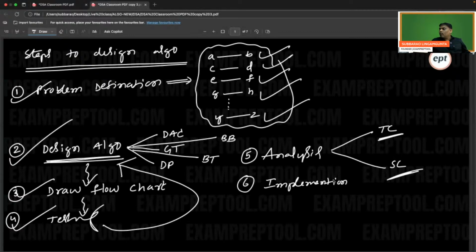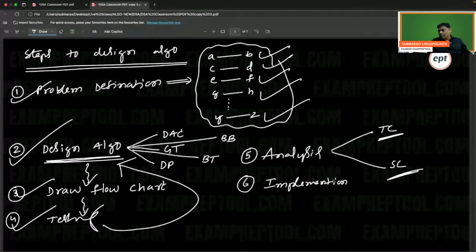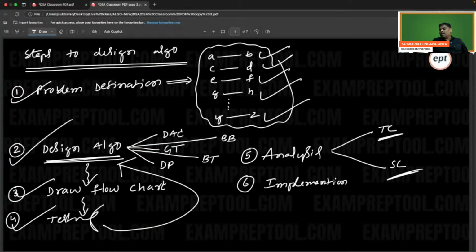But the thing is, I want a program, not an algorithm. Right now, before going to the program, first analyze how much time and how much space your algorithm is taking. If your algorithm takes more time, then think about some other technique. If your algorithm takes less time, then continue further and go to implementation. Implementation is nothing but coding.